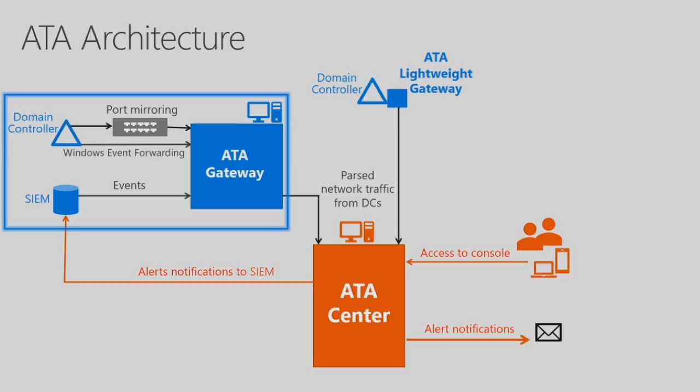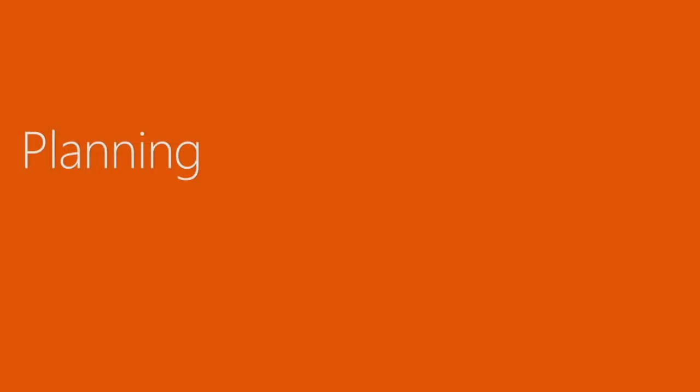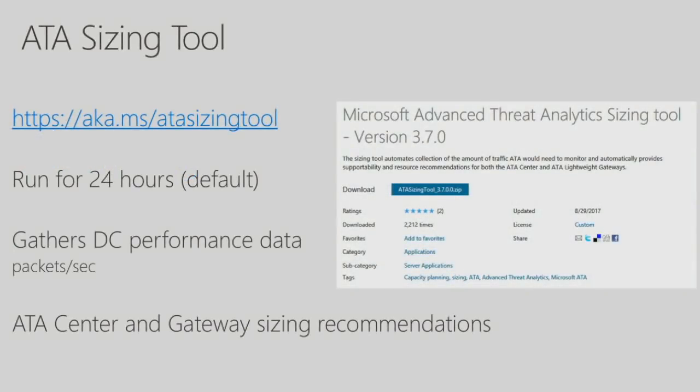So now that we know how it works, let's talk about what you need to do to plan your deployment. The first thing you need to do is size the environment. Whether it's a proof of concept or a production environment, you should be doing sizing of your environment because that's critical to make sure that ATA works as expected. And we give you a nice handy tool that you can download to do that for you.